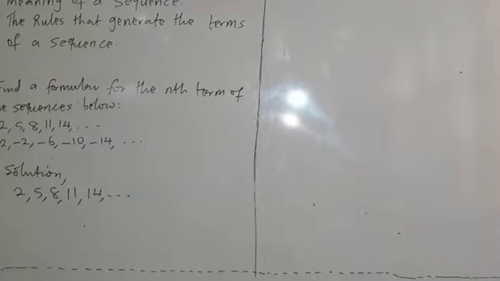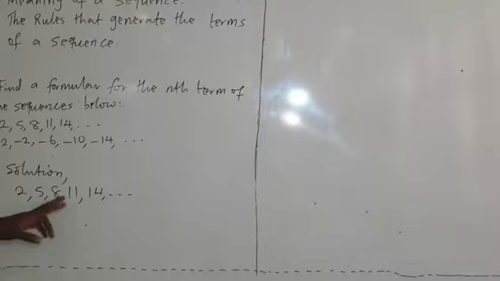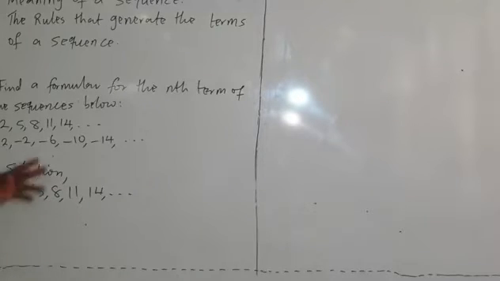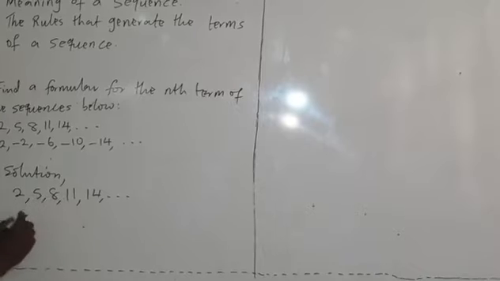So here, to find a formula, the first thing to look for is to know the difference between each of the terms. So between 2 and 5, between 5 and 8, between 8 and 11, between 11 and 14. So if you observe this, we see we have a common difference, which is 3. So the difference there is 3.